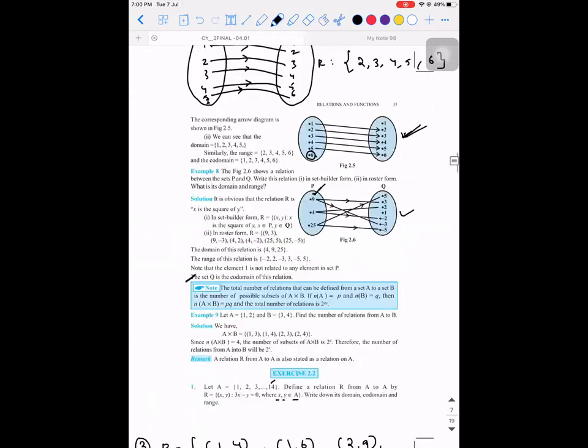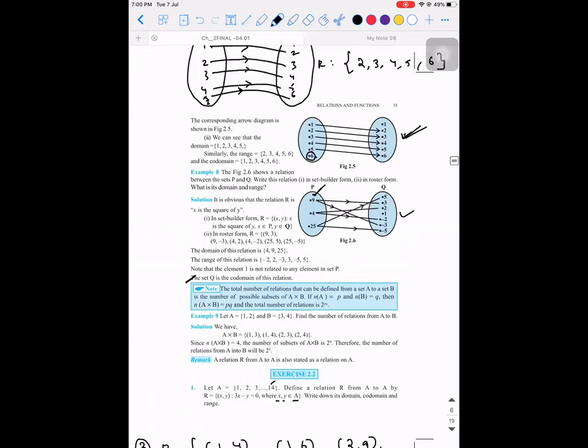In this case, 5 is an image of 25, minus 5 is also an image of 25. Okay. Similarly, in the first case, 2 is an image of 1, 3 is an image of 2, 4 is an image of 3, 5 is an image of 4, and 6 is an image of 5.